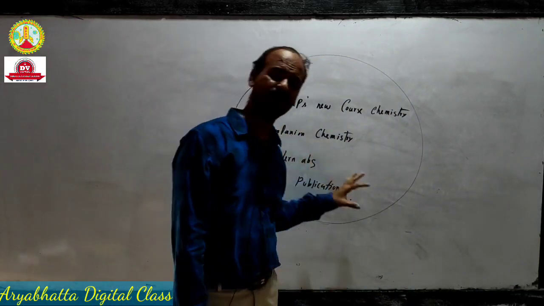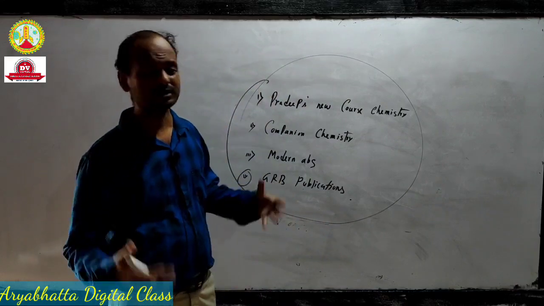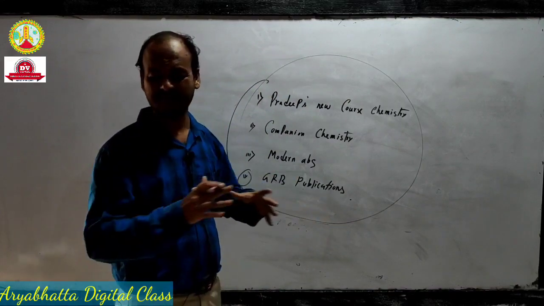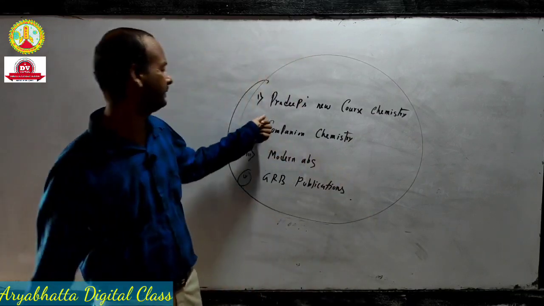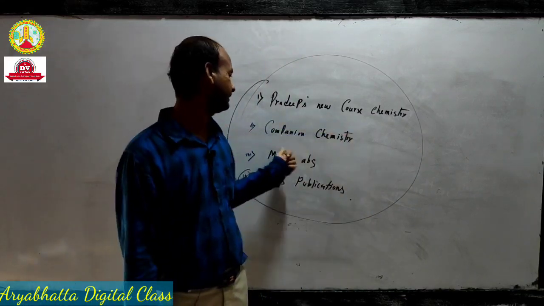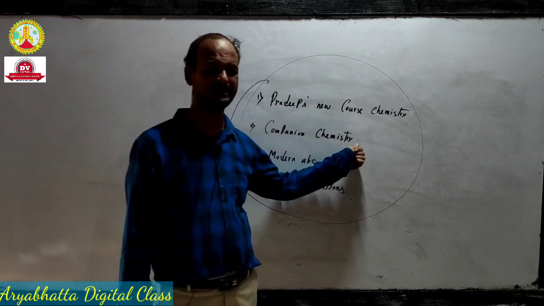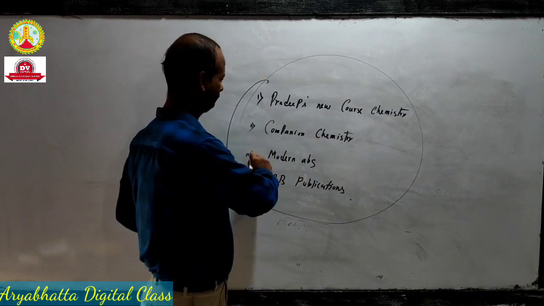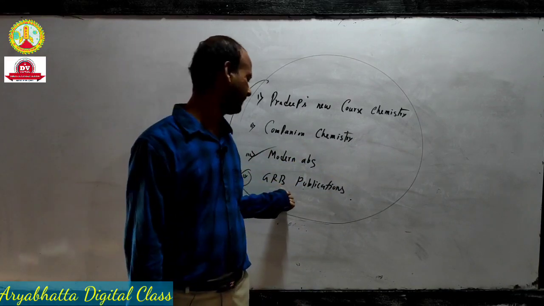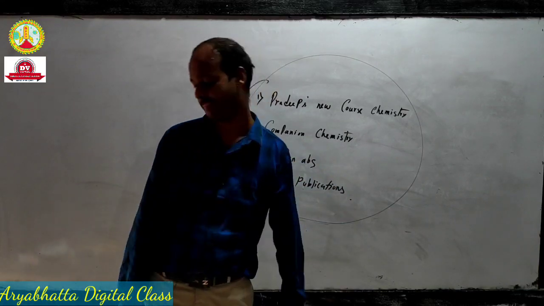From this you can do many numericals. बहुत सारा numericals है in various types. अलग types का numericals है. Okay, clear? Okay, please write down the name of this reference. Produce New Course Chemistry, Companion Chemistry. This is from Dinesh publication, I think. Dinesh, and this is Modern ABC. This is also good. These are from GRB publication. Okay, now.